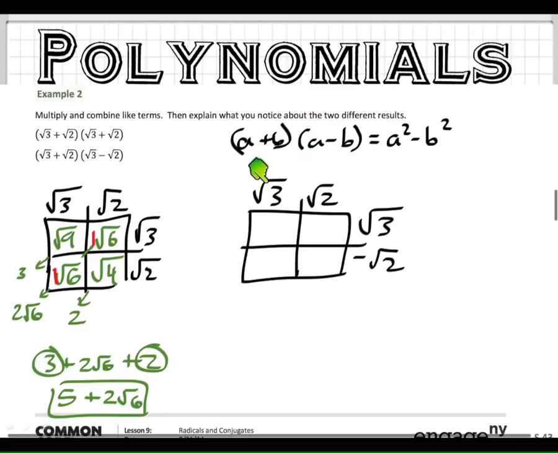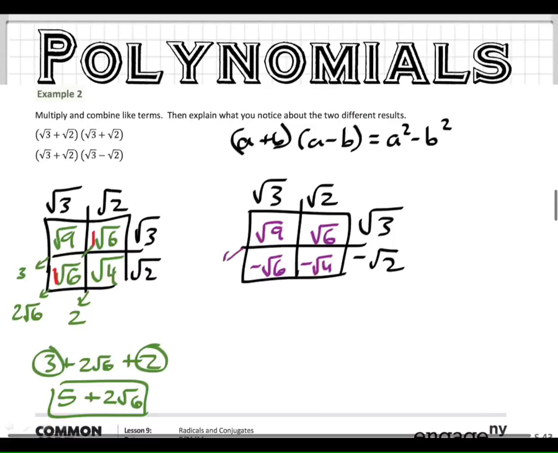So we have an a right there. There's our a. We have a b right there, b right there. The b is the one that has opposite signs. Let's see what we get. So we go rad 3 times rad 3, and that gives us rad 9, same as last time. Rad 3 times negative rad 2, that's going to give us negative rad 6. Then rad 2 times rad 3 gives us positive rad 6, and then rad 2 times negative rad 2 is going to be negative rad 4.